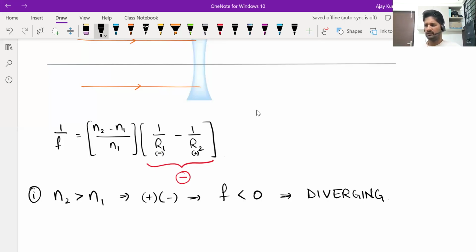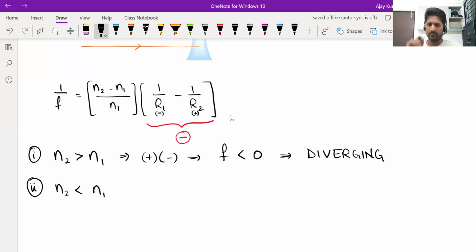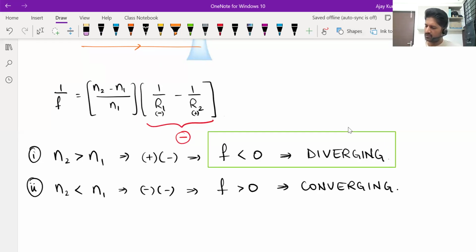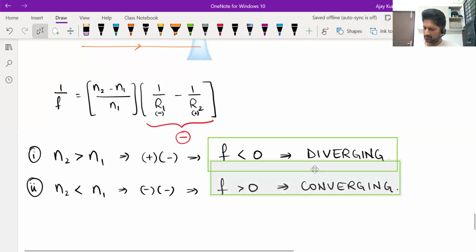So commonly, a concave lens behaves as a diverging lens. But that's not always the case. If n2 is less than n1, that means the concave lens is placed in a medium which is denser than the lens itself, like the example that we have just taken, first bracket negative, second bracket negative, on the whole, the focal length will become positive and it behaves as a converging lens. So whether a lens is converging or diverging, you will tell based on the focal length, not based on the shape of the lens.